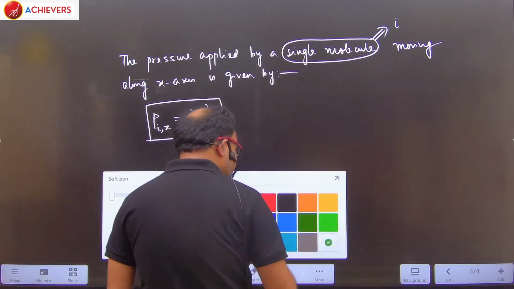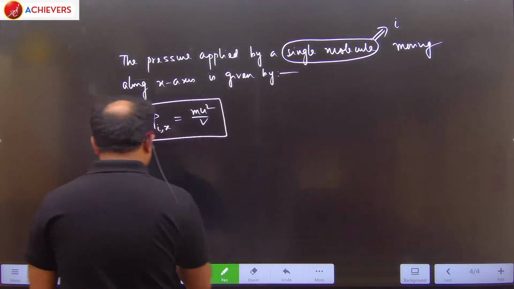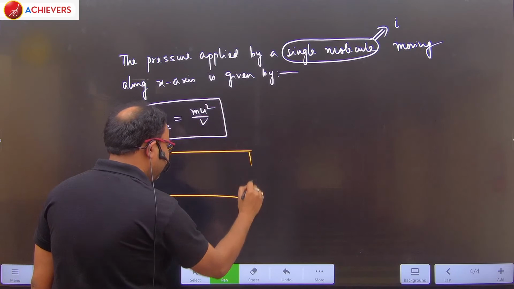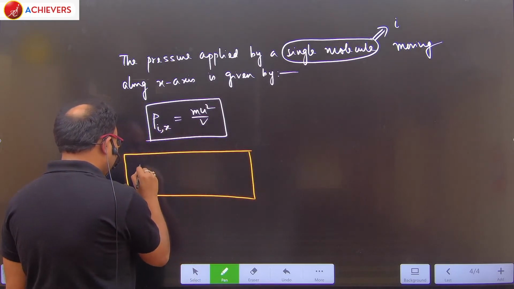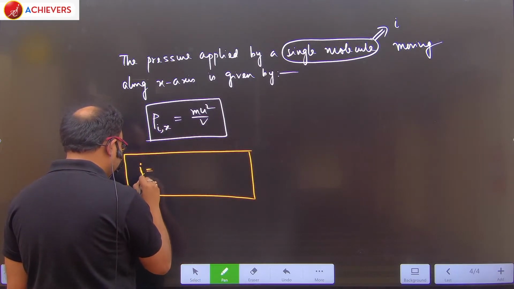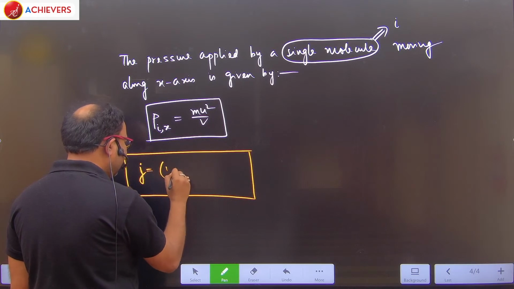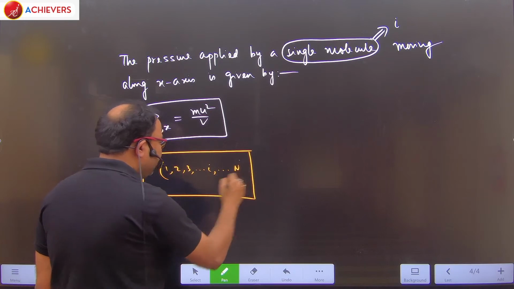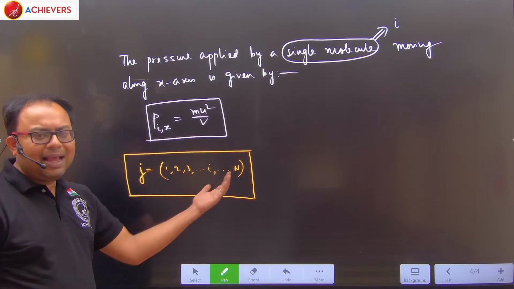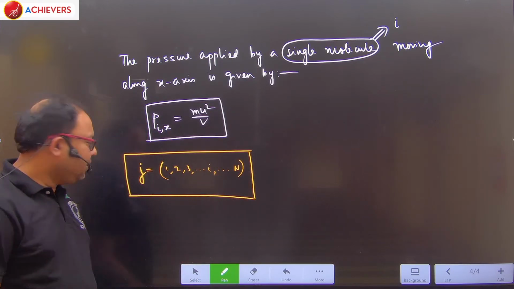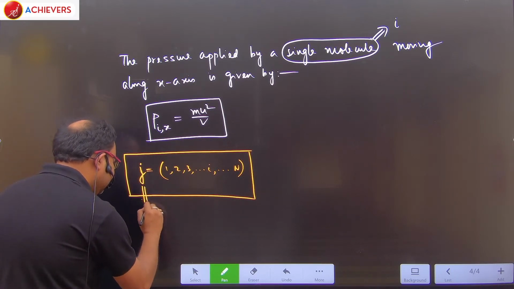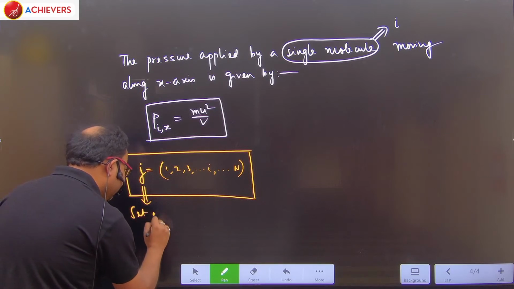Now suppose the container is comprised of a molecular set J containing 1, 2, 3 up to n number of molecules. I is a random variable. This is the set J. This is the set of molecules.